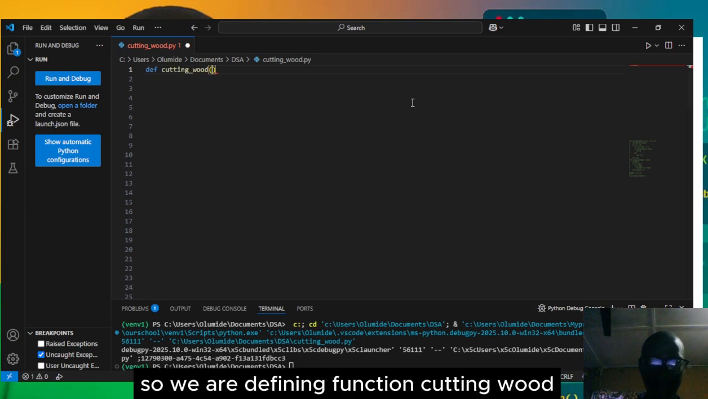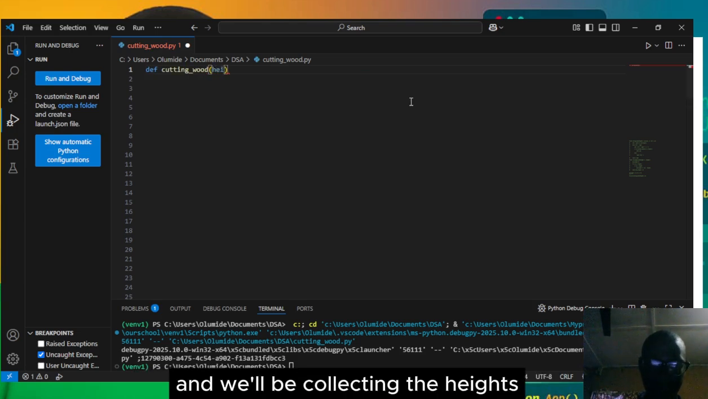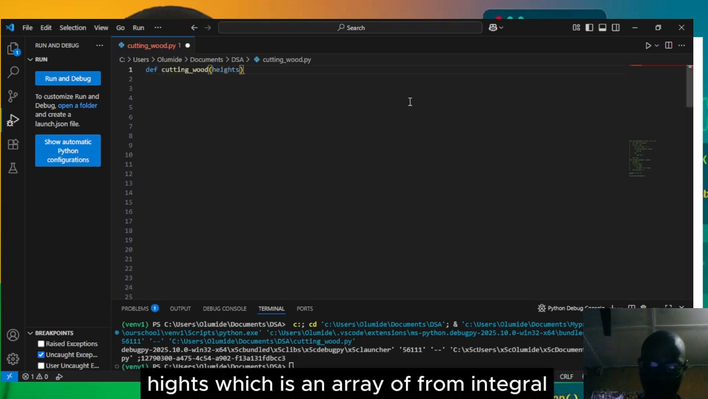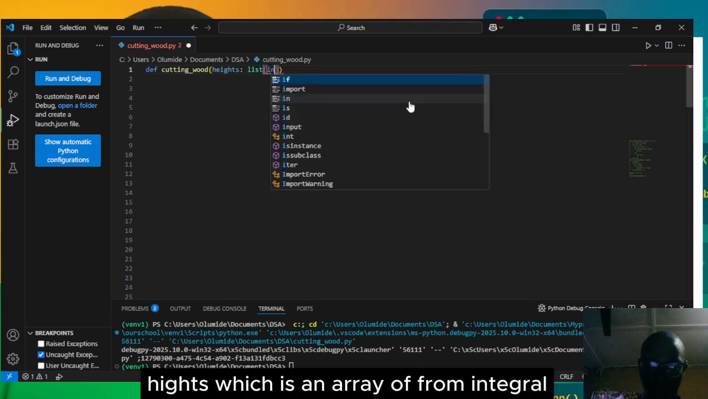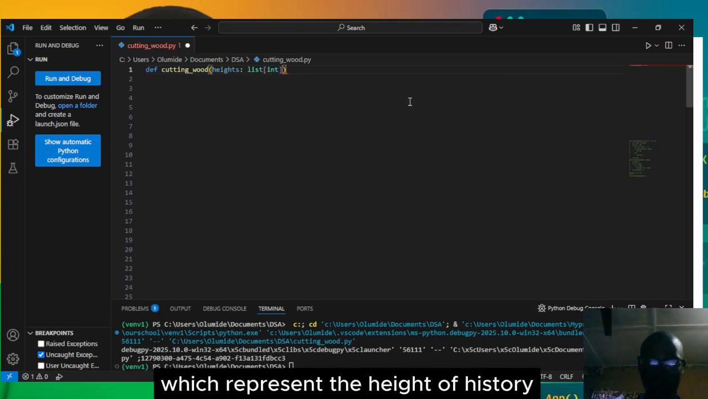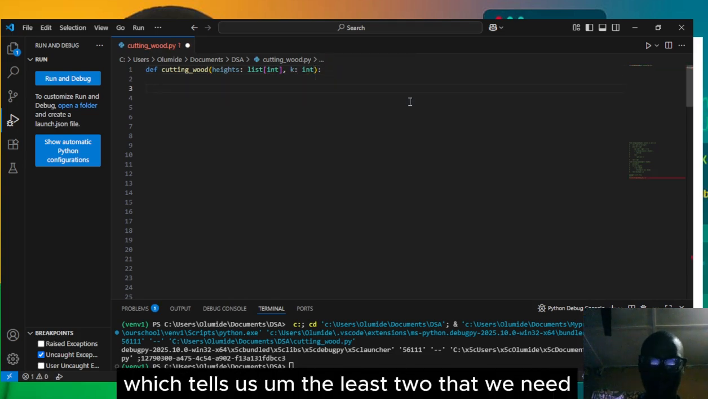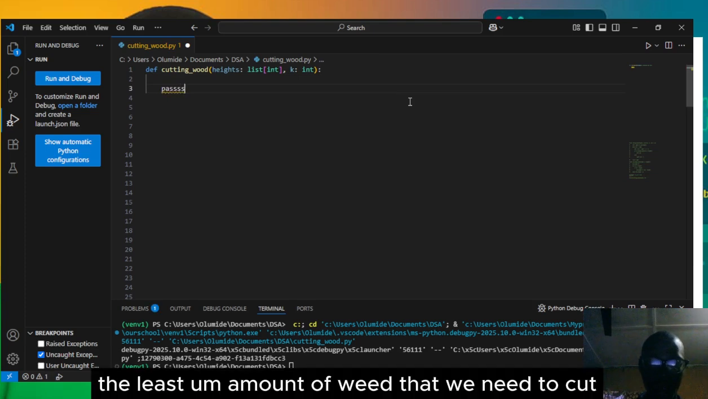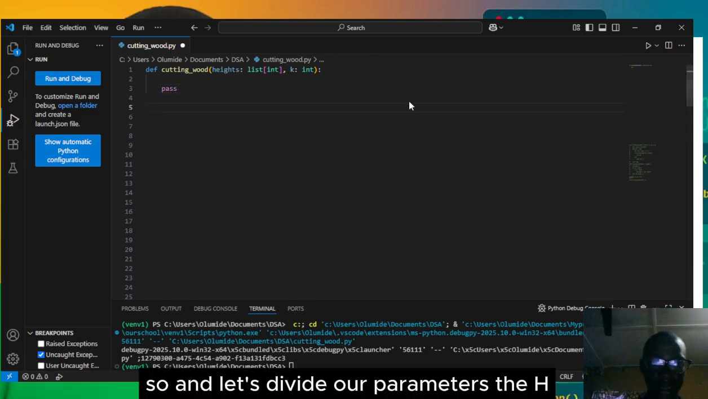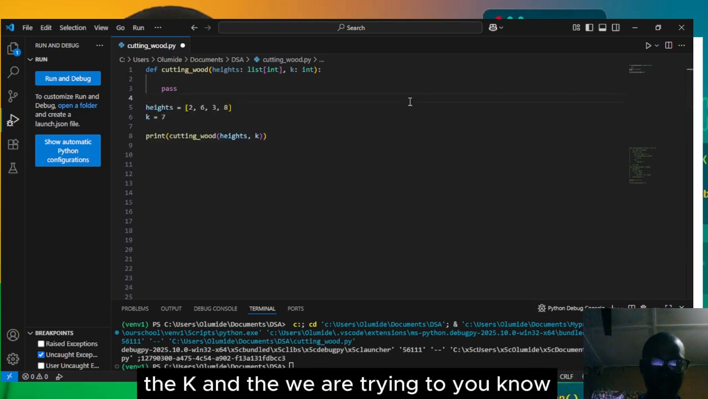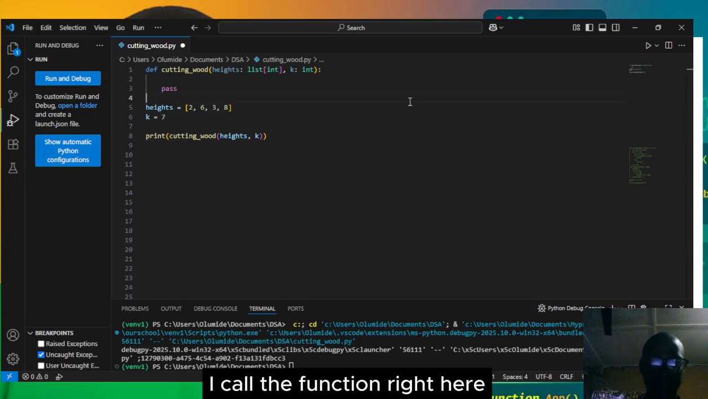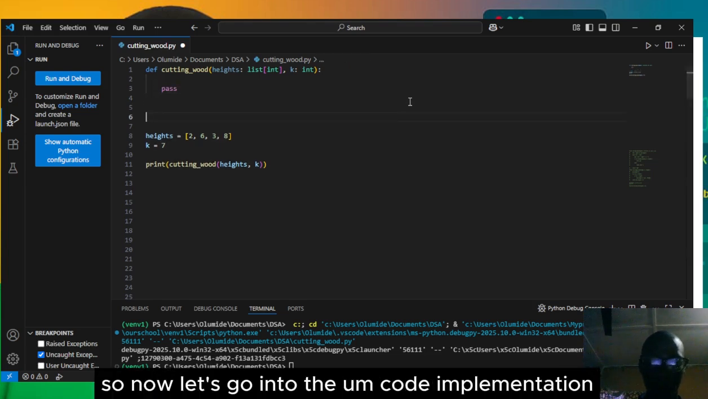So we are defining function cutting wood, and we'll be collecting the height, which is an array of integers that represents the height of each tree, and we'll be collecting the integer k, which tells us the least amount of wood we need to cut. Let's define our parameters, the h and the k, and I call the function right here. So now let's go into the code implementation.